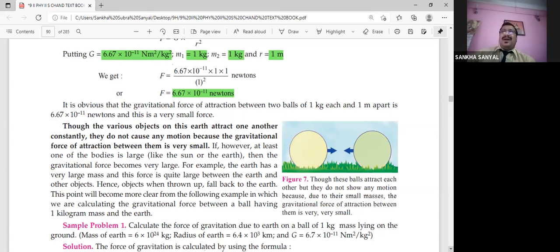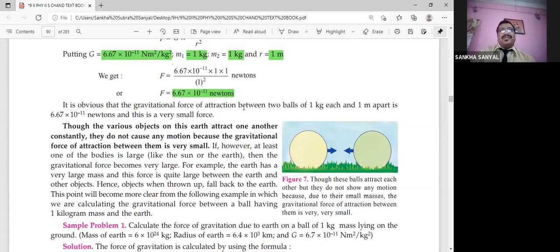In fact, compare the mass of earth with the mass of a stone, which is barely 1 kg. If you think about a stone of 1 kg, also think about the mass of the earth, which is around 6 into 10 to the power 24 kgs. If I consider that, what do we find? We find that the attraction would be there, but the visible displacement or the visible movement of the earth towards the stone cannot be seen.